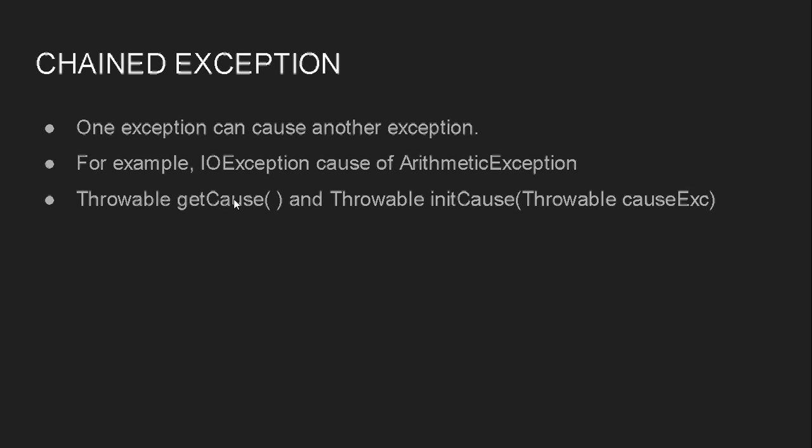Then it is going to show that its return type is Throwable. So it is going to throw this particular IO exception. It is going to return the IO exception. And if you want to change the exception, which initCause does, for example here the arithmetic exception was throwing an IO exception, right? If you want to change that particular cause to something else, instead of IO exception, then you can write it here.